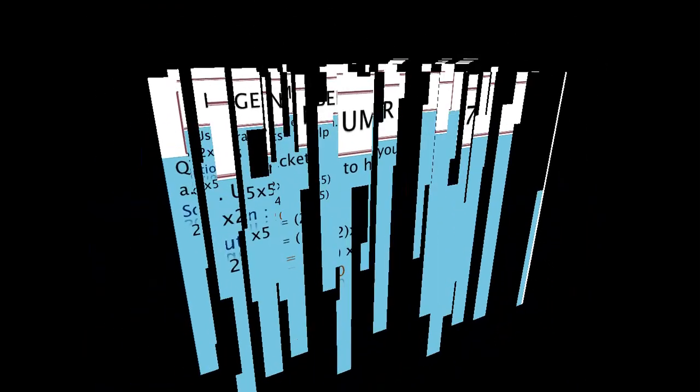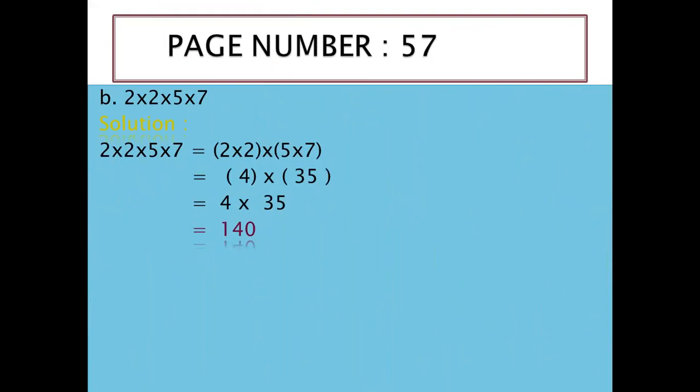In part B, again 4 numbers are given. 2 multiplied by 2 multiplied by 5 multiplied by 7. Again we make the partners, 2 with 2 and 5 with 7. 2 multiplied by 2 is 4 and 5 multiplied by 7 is 35.